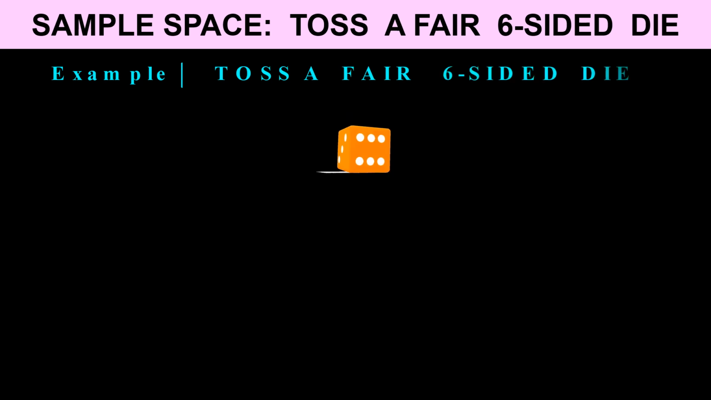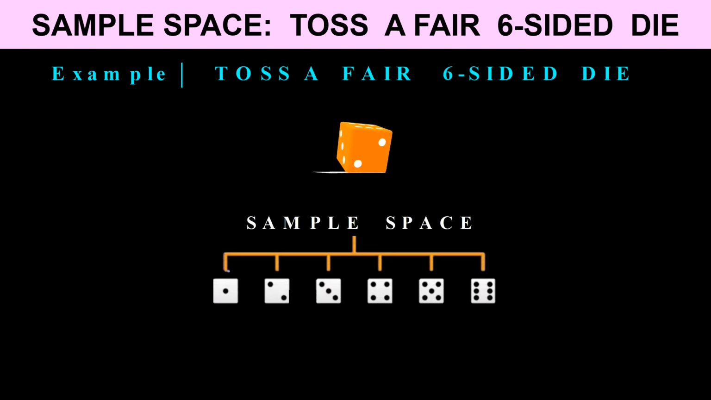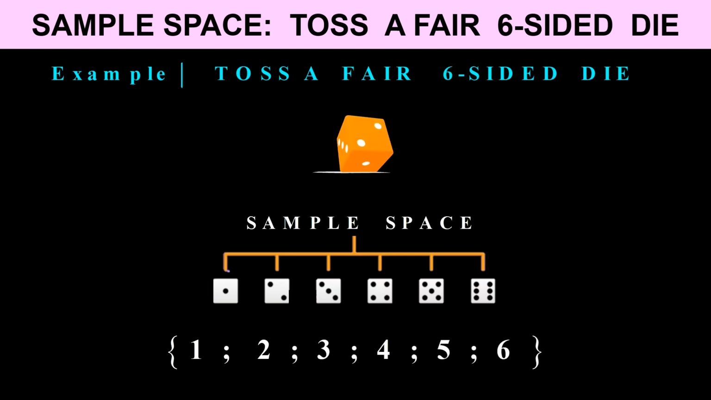Okay. Now let's consider the sample space if we toss a fair 6-sided die, right? So it's a die with 6 sides. There's the die there. You can see there are 6 sides. A 1, a 2, a 3, a 4, a 5, and a 6. And what will the sample space be? It can be a 1, a 2, a 3, a 4, a 5, and a 6. So that's my sample space.